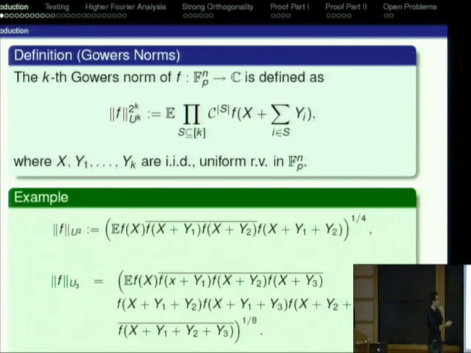Yeah, so it's not difficult to see that this formula that we get, this expected value, is always a non-negative real number. And again, it's not trivial, but also not very difficult to prove that it satisfies the triangle inequality. So this is actually a norm.